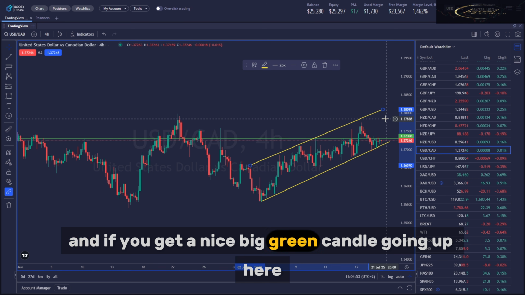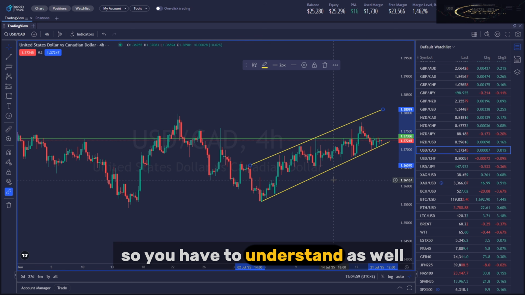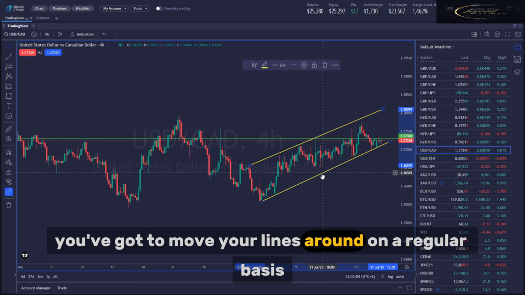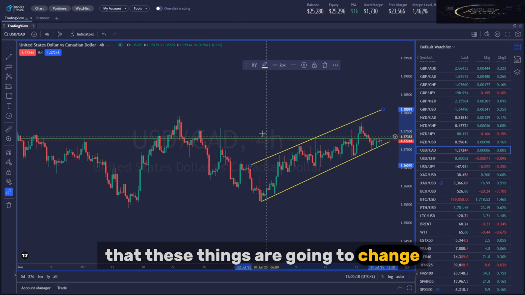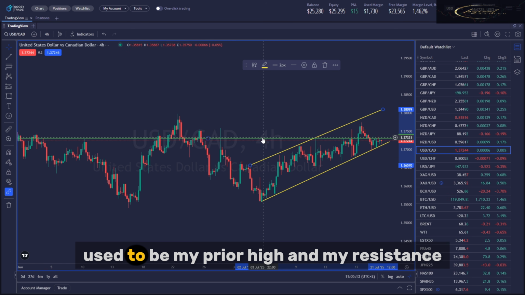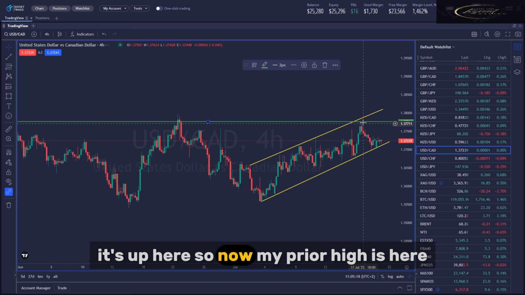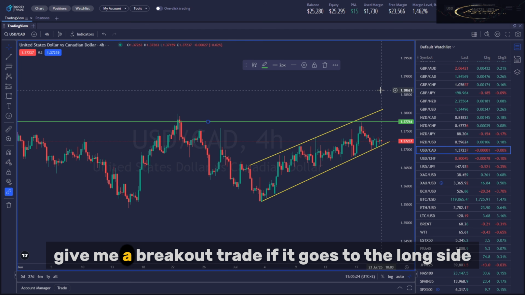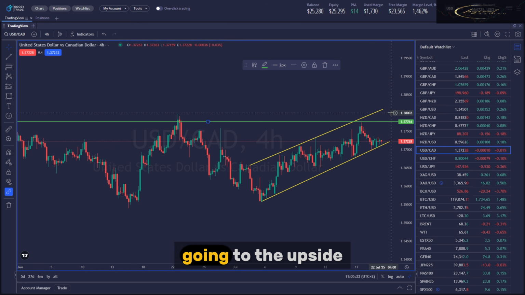And if you get a nice big green candle going up here, it's still going long. So you have to understand as well that when you're looking for high probability trades, you've got to move your lines around on a regular basis. And you've got to understand that these things are going to change. Now, for example, this green line here used to be my prior high and my resistance. Now it's moved, it's up here. So now my prior high is here, my level's here, and I'm waiting for it to break through that level to give me a breakout trade if it goes to the long side. Or I can take the green candle off here and understand that I've got an in-trend trade going to the upside.